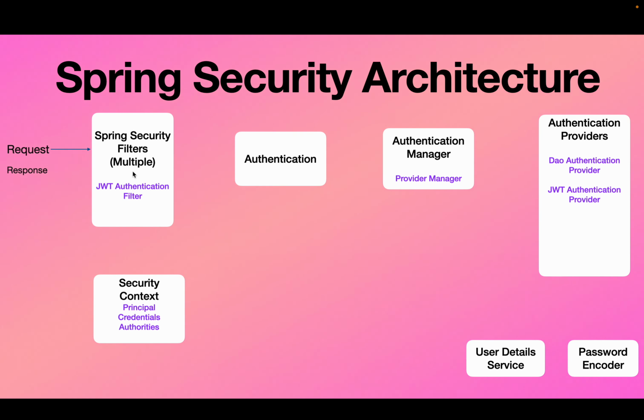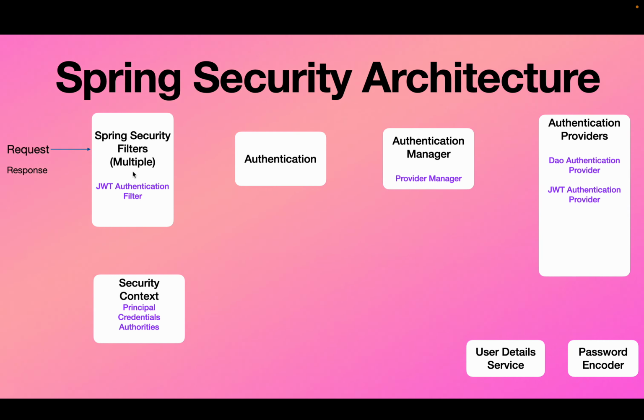Next, what will happen? What is the second process? So what will the Spring Security filter do? I'm just recapping. The Spring Security filter receives the request from the client. It will process the request. It will identify whether it is an open API or a protected API. If it is an open API, no problem. It will forward the request. If it is a protected API, what will it do?